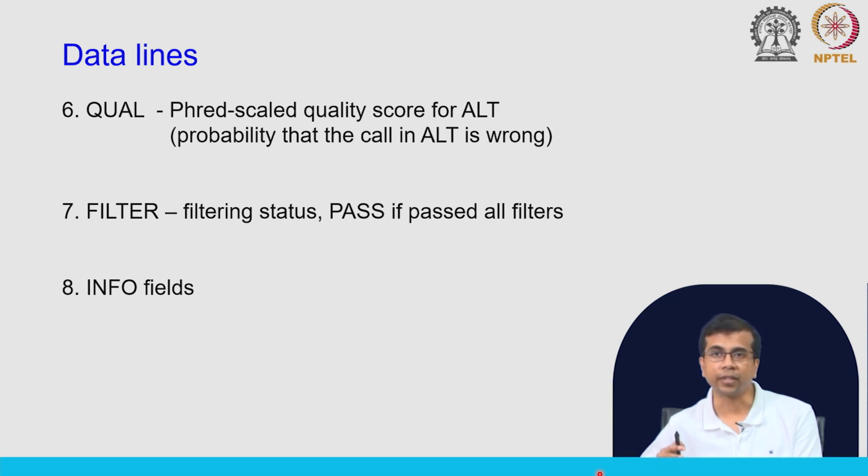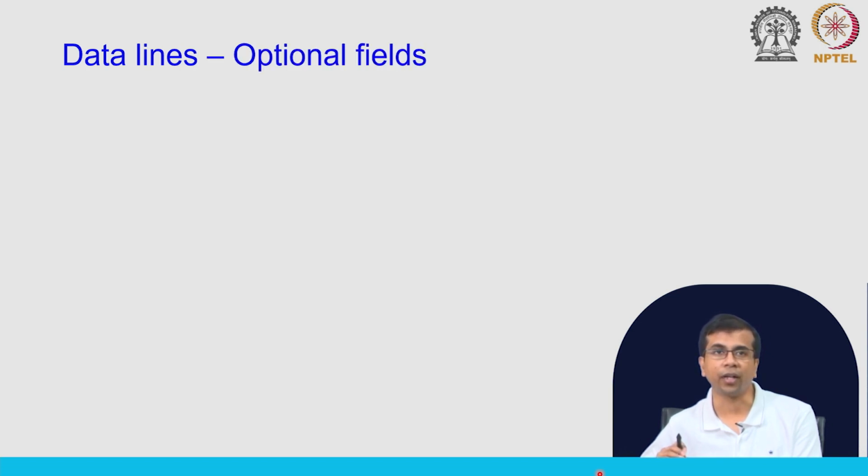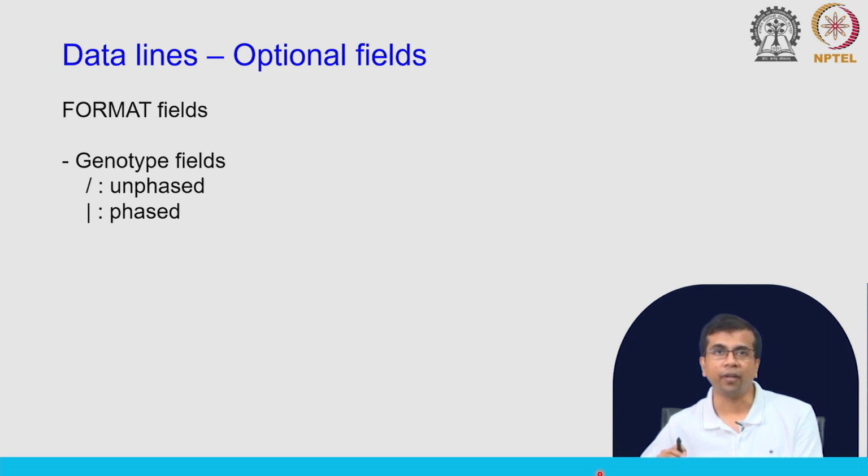This will also be described in the meta information lines. In the data lines, you have some optional fields also. These optional fields include format fields. Again, we will discuss what these format fields are in detail, and this information is contained in the meta information lines. That is why I thought it is better to first discuss the data lines and describe what you have, and then go to the meta information lines, otherwise it might not be clear.